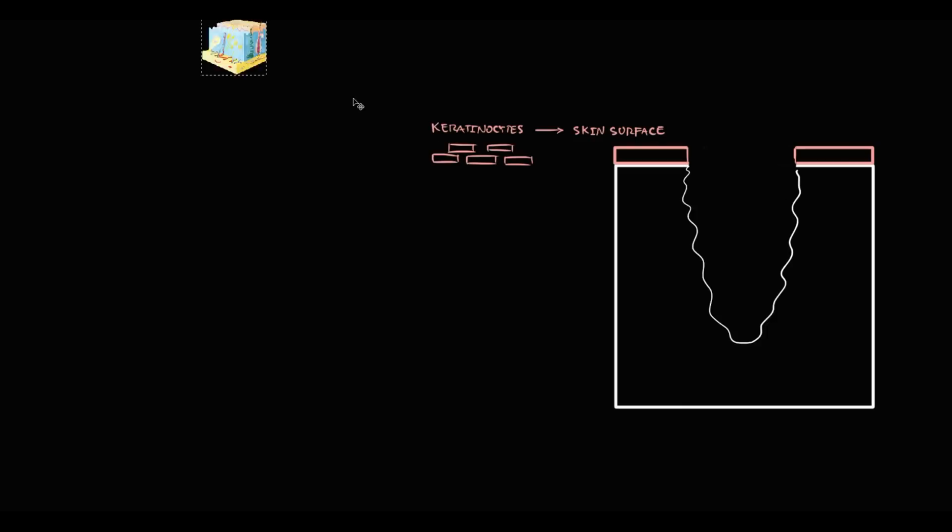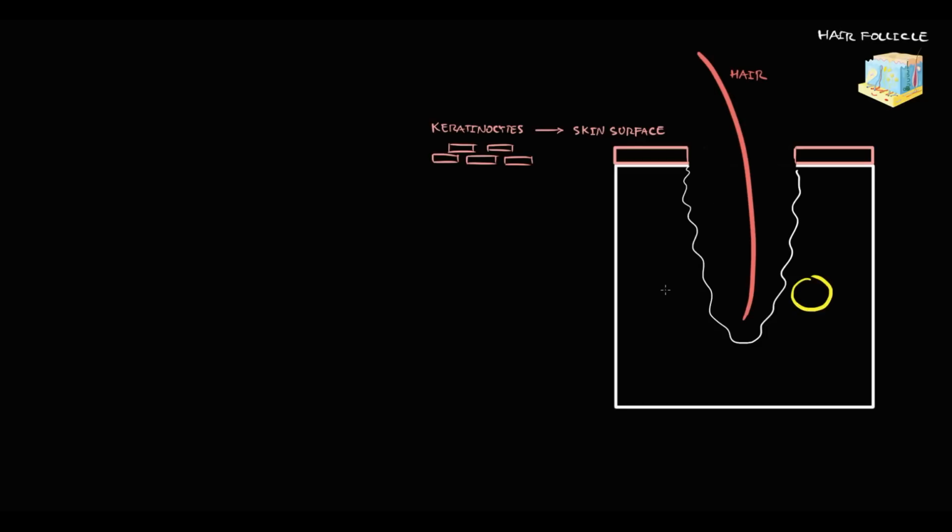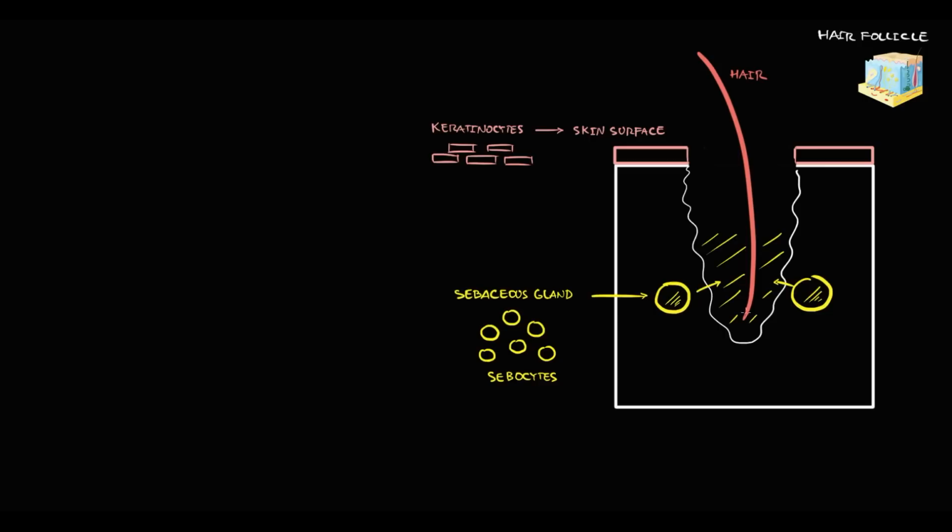Skin surface is composed of keratinocytes that form our superficial layer. It's a hair follicle, and inside the hair follicle there is hair. Hair has sebaceous glands, which are composed of sebocytes. Sebocytes produce sebum oil, which normally provides protective effect.